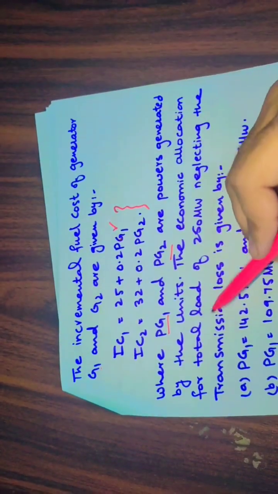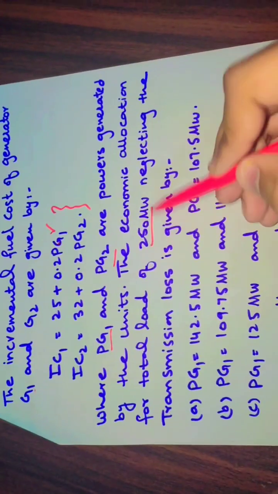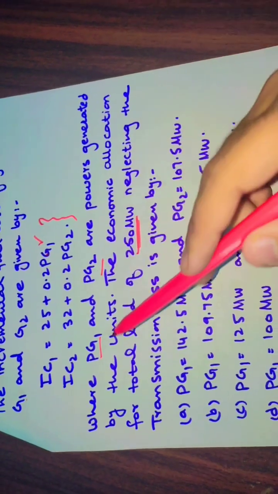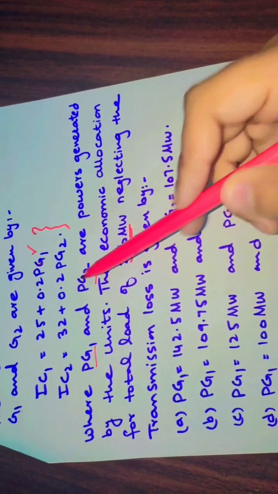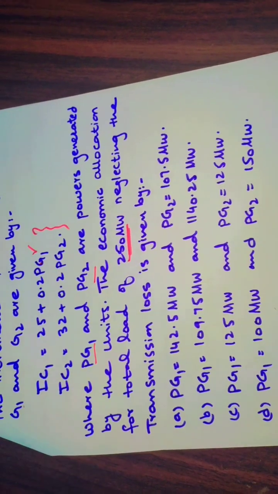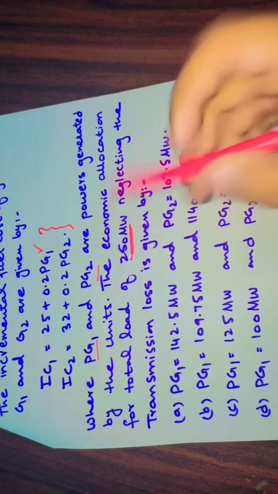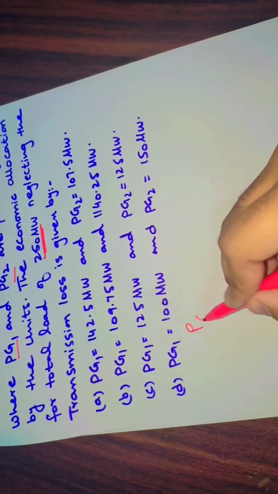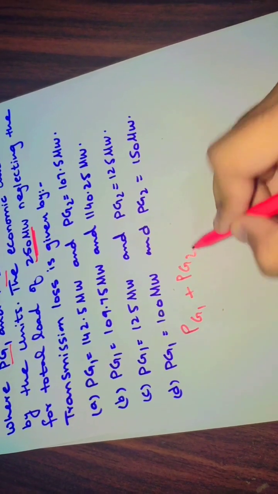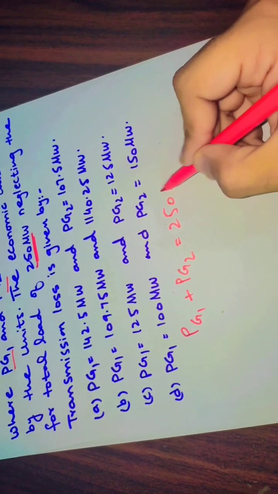The economical allocation for total load is 250. So the total load is given as 250 megawatts, and the power generated by generator number 1 and generator number 2 together is 250 megawatts. Always remember to write the total load equation, which is Pg1 plus Pg2 equals 250 megawatts. This is my equation number 1.